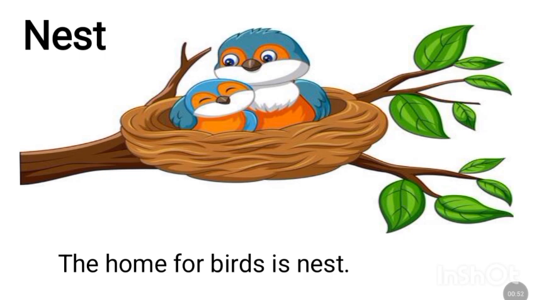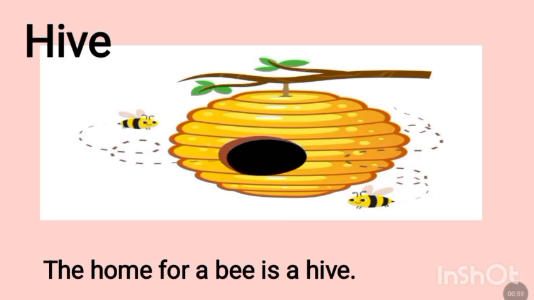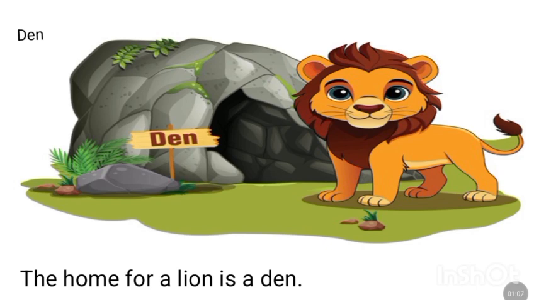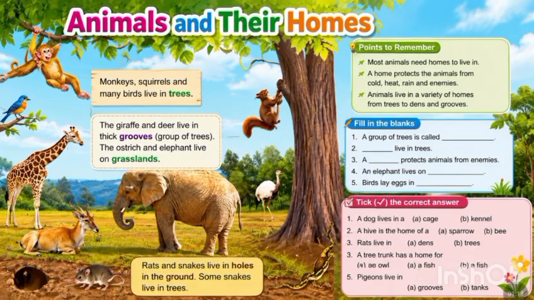Nest. The bird lays eggs in their nest and they make their nest in trees. Hive. A hive is the home of a bee. The home for a bee is a hive. And the lion lives in a den. So the home for a lion is a den.